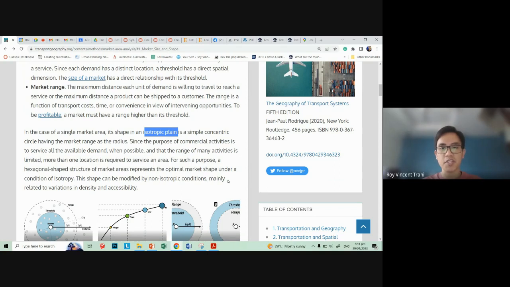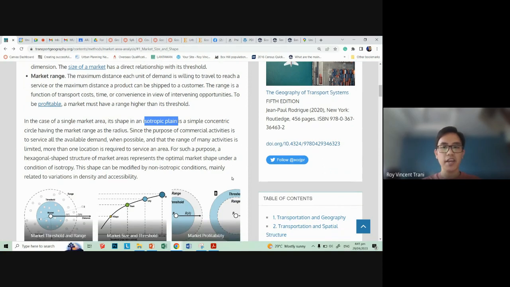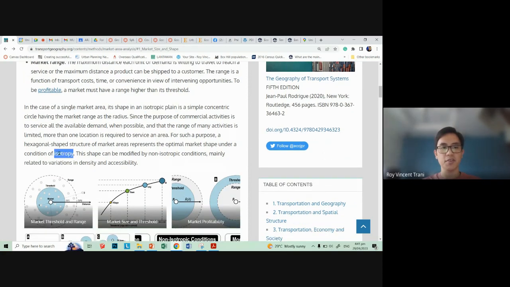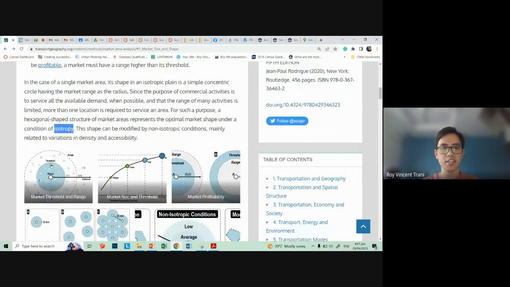Since the purpose of commercial activities is to service all the available demand when possible, and the range of many activities is limited, more than one location is required to service an area. For such a purpose, a hexagonal shaped structure of market areas represents the optimal market shape under a condition of isotropy. That's something that we'll discover as we go along. This shape can be modified by non-isotropic conditions, mainly related to variations in density and accessibility.